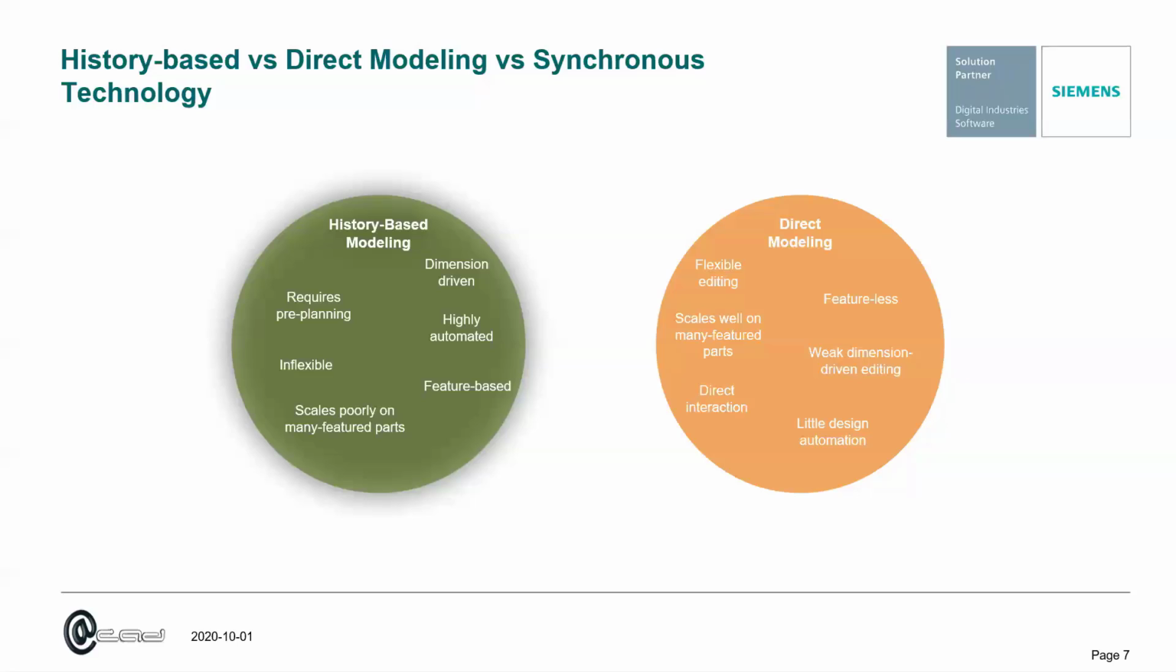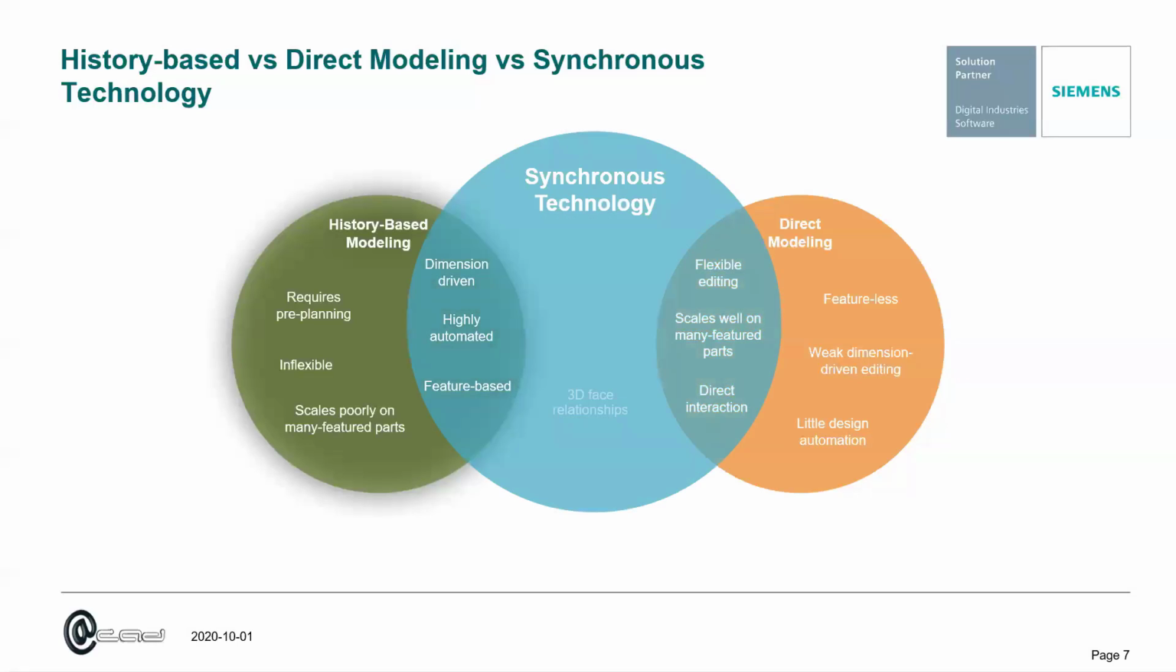Okay, and then this will bring us to the last approach, which is synchronous technology that is unique for Siemens product. So over here, synchronous technology actually combines the benefits available in the previous two approaches together with some other benefits. In synchronous technology, it is feature-based, and this means that there is intelligence in the model. It also allows for flexible editing and scales well because we are able to make direct edits without worrying about the order of the creation of the features or needing intensive pre-planning.